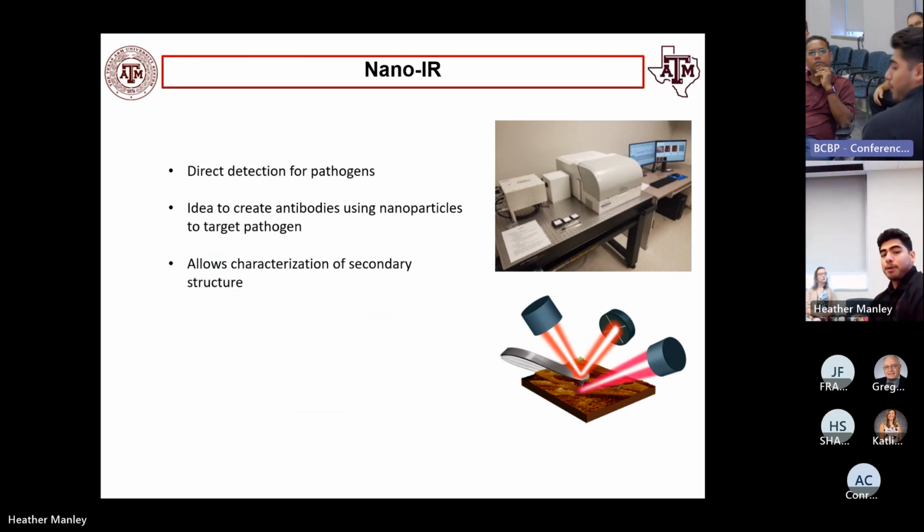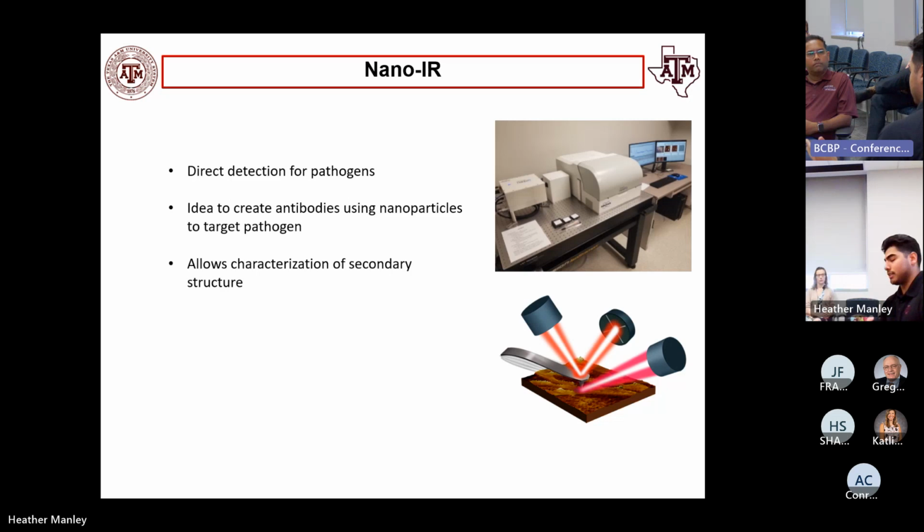Moving on, the primary instrument that I utilized for this experiment is atomic force microscopy paired with infrared spectroscopy, which we'll just call AFM-IR or nano-IR. This is an example of direct detection for pathogens and other molecules. The specialty of AFM-IR is that it can image the sample, and it allows single particle characterization of the molecule you are studying.